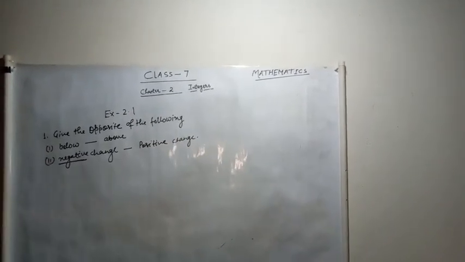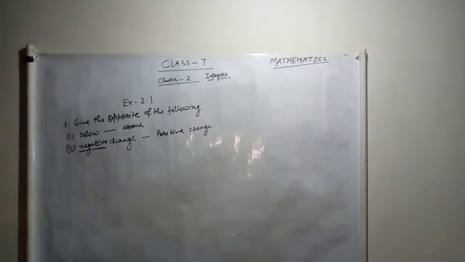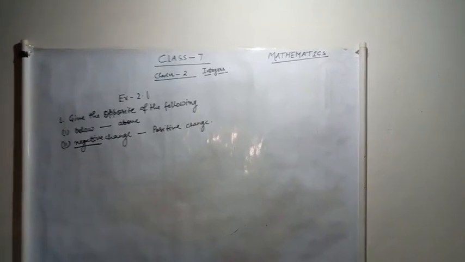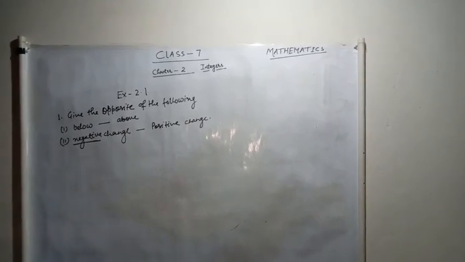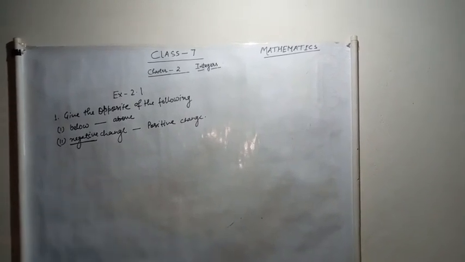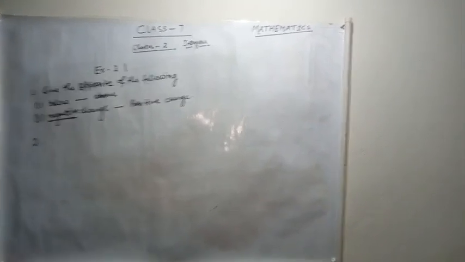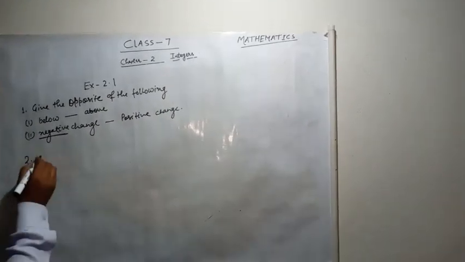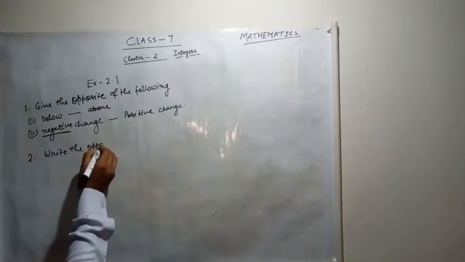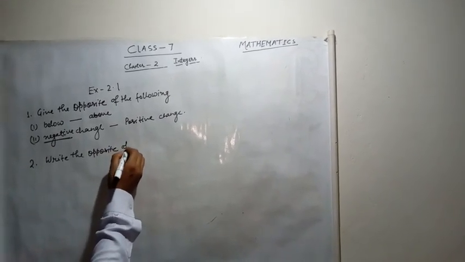Okay students, with the help of this you can solve the other problems, and the solution file is also attached after this video at the link provided by the school. I am going to explain the exercise question by question. The second one is: write the opposite of the following.